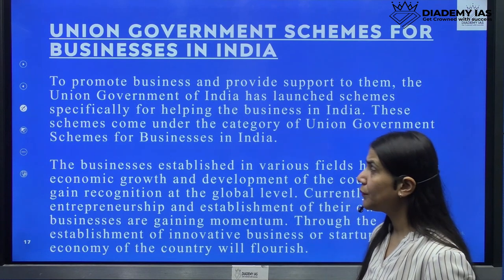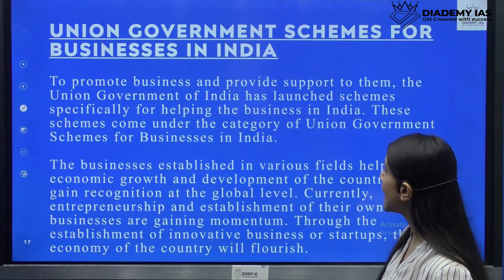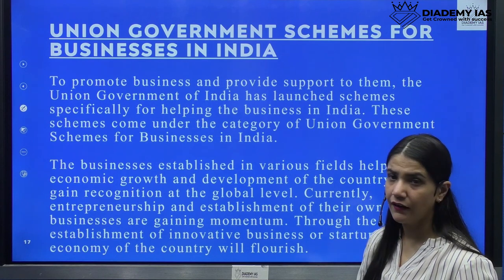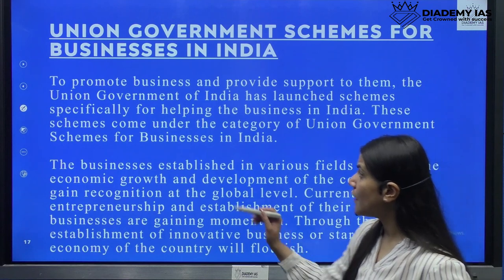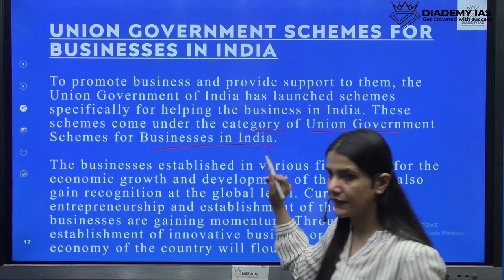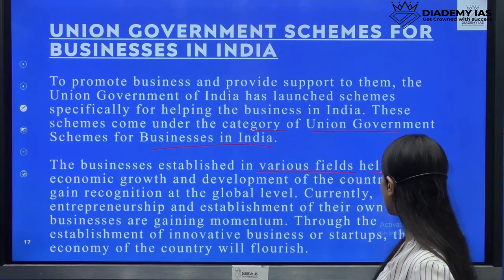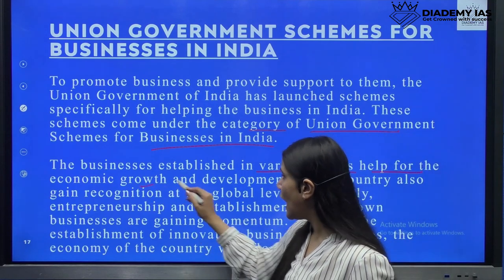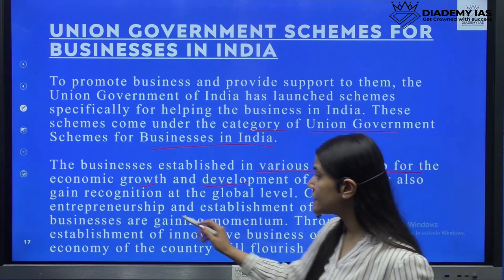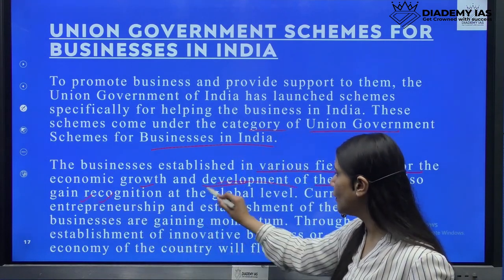To promote business and provide support to them, the Union Government of India has launched schemes specifically for helping businesses in India. These schemes come under the category of Union Government Schemes for Businesses in India. Businesses established in various fields help the economic growth and development of the country, as we all know. Why? Because it helps to gain recognition at the global level.